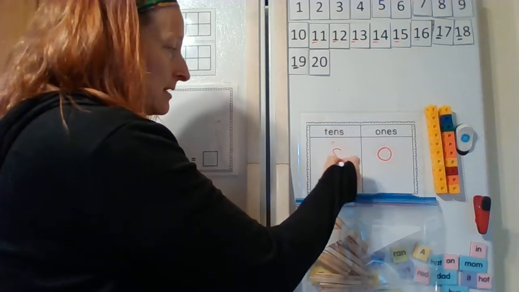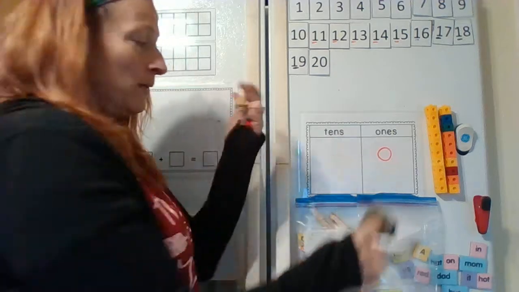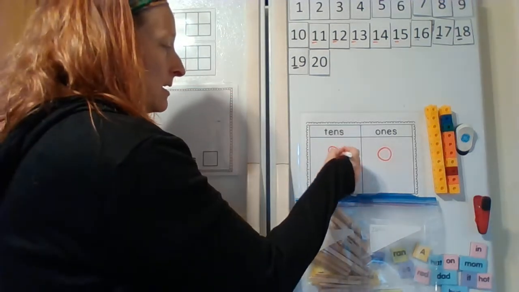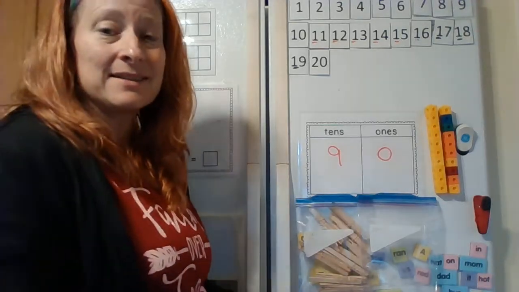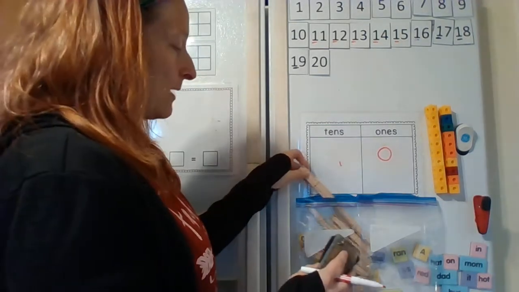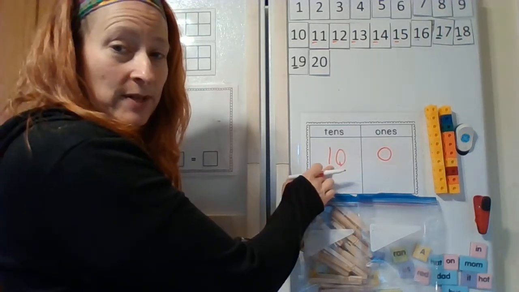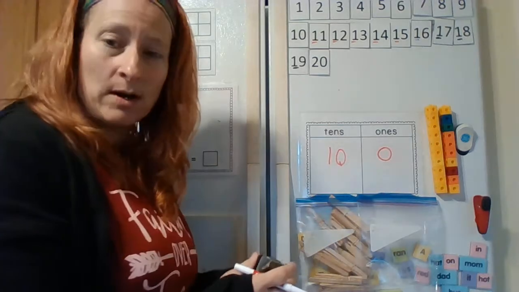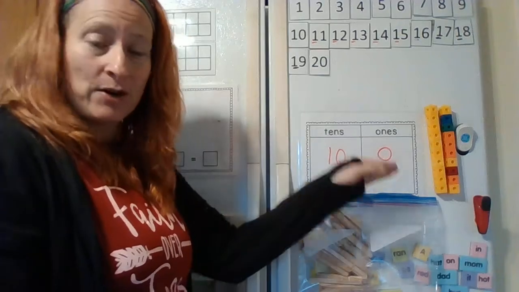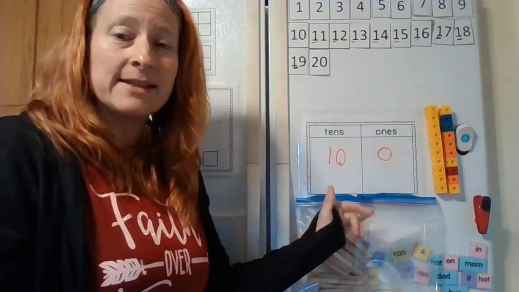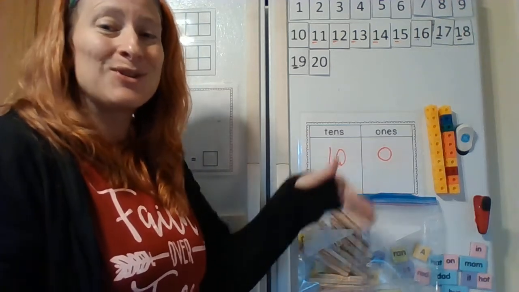8 tens, 0 ones is 80. One more, 9. And 9 tens, 0 ones is 90. And once I put in another 10, I have 10 groups of 10s and 0 ones. It's 100. So that was another way that we used our tens and our ones, learning about tens, but then taking it to the next step and learning how to count by tens to 100.